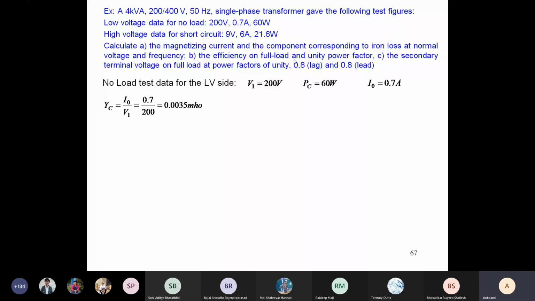The no load test data is basically this: V1 equal to 200 volts, PC, that is the reading of the wattmeter, is 60 watts. The I0, the no load current, is 0.7 amperes. You can find out the parallel branch parameter. So you get Y0 or YC, or you could also find out ZC. That is I0 by V1.